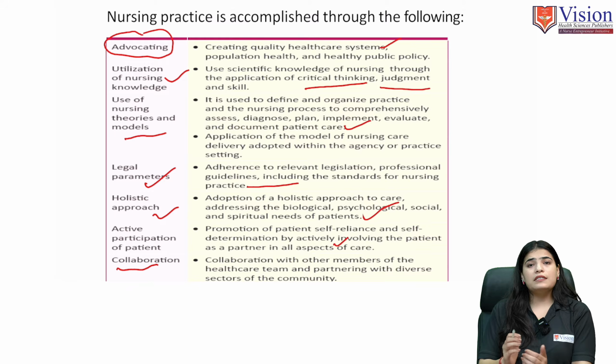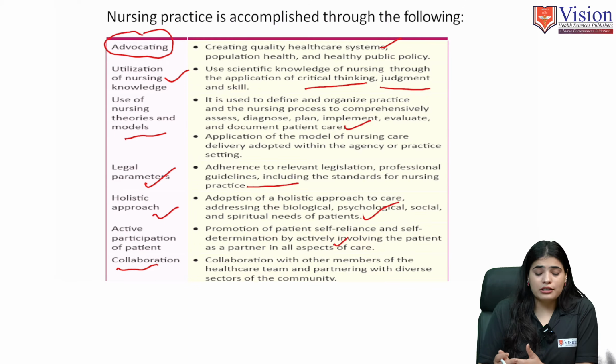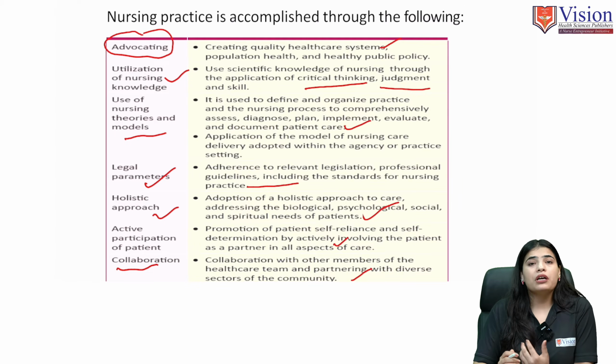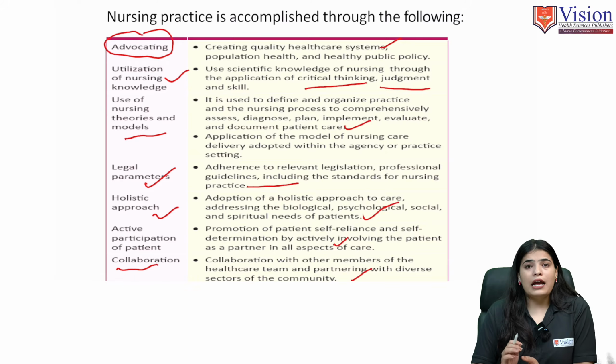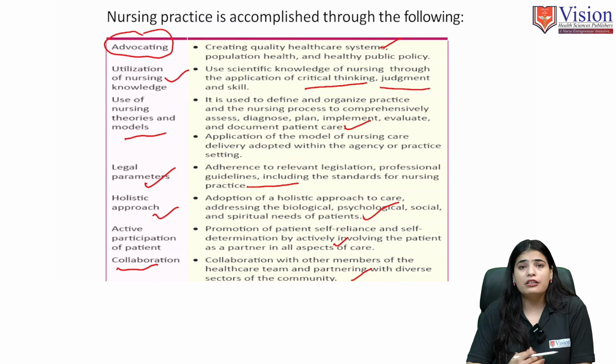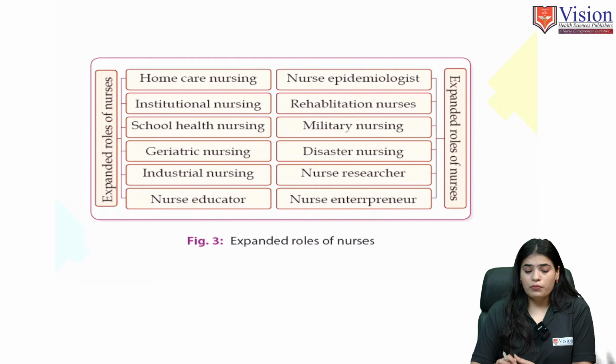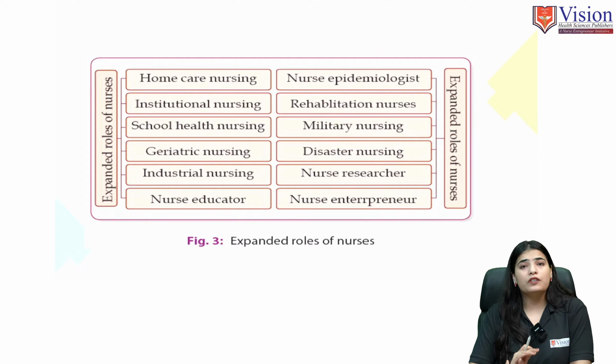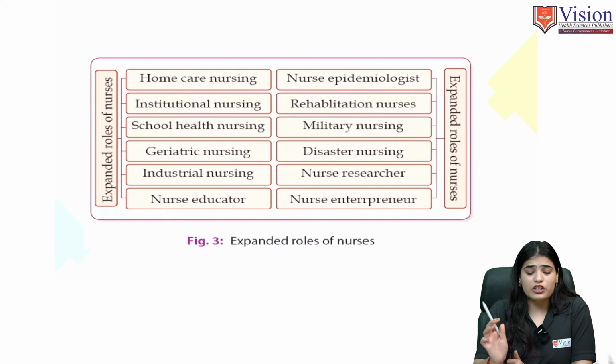Nursing is a part of the healthcare team and we have to work with other members also, and only by that can we provide holistic care to the individual. So these are some practices that we can perform in the nursing profession which will help in the provision of care to the patient. There are different roles of nurses and these roles are broadly classified into two.